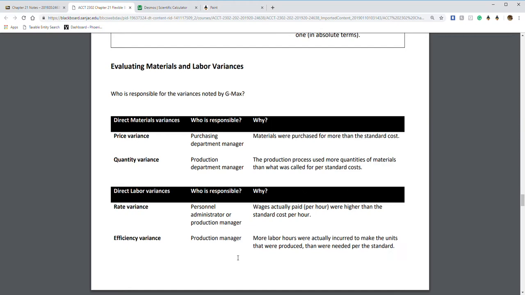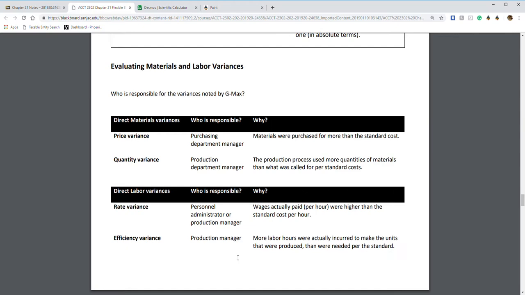Direct labor, our rate variance. We may talk to personnel, which is HR, or the production manager. And again, why were wages actually paid higher than our budget? We could have gotten some specialized people, some extra, but we've got to ask why.